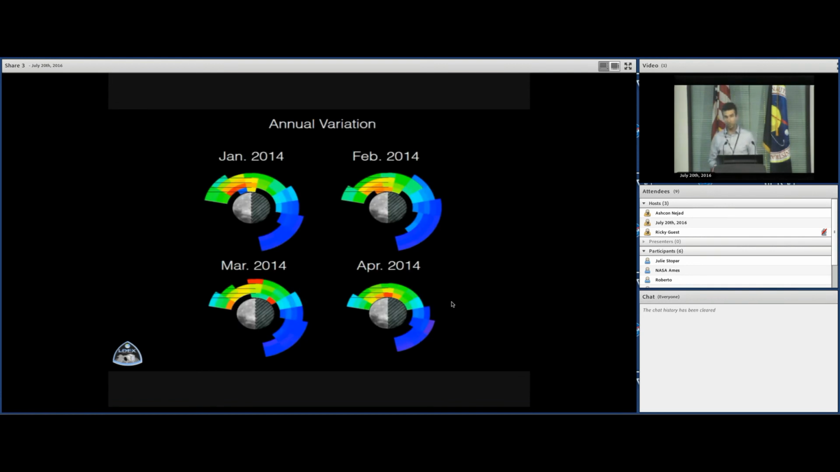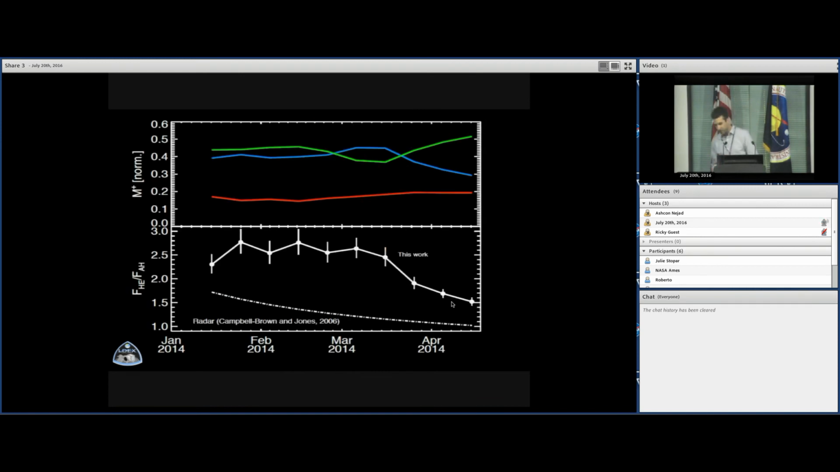We also notice an annual variation, so it's not constant with respect to time. For example, early in January, you see this cant towards the sun is pretty prominent, but as we took measurements throughout the months until April, where we impacted the moon, in April we notice an almost symmetric distribution about the apex direction. It turns out this is consistent.